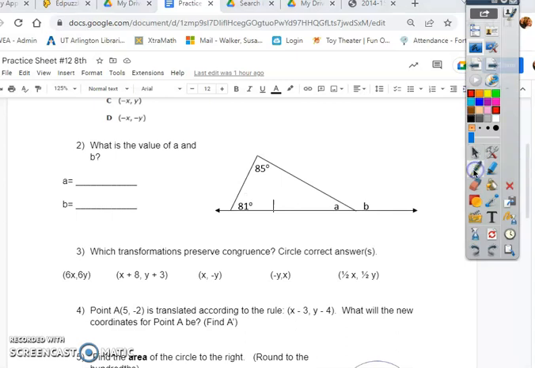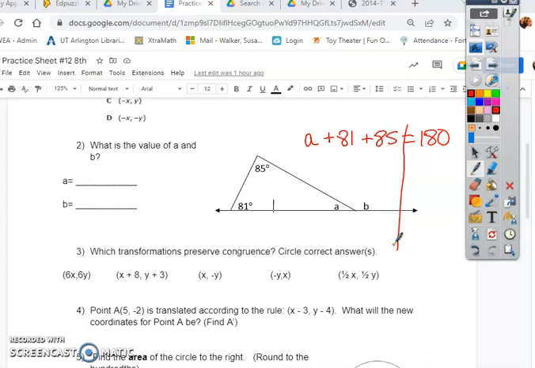We've been covering this. What is the value of A and B? So we know angles in a triangle will add to 180. So even though I expect you to be able to do this without me, I'm still going to set up the equation A plus 81 plus 85, which equals 180, and I want you to solve it. Once you get that, you can get B, or there's a different way to get B. I'll let you choose.